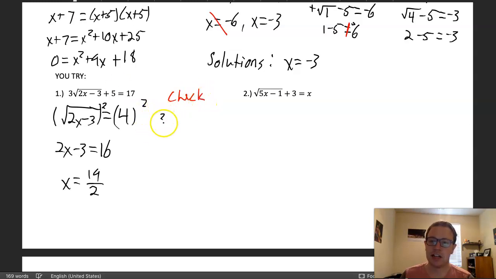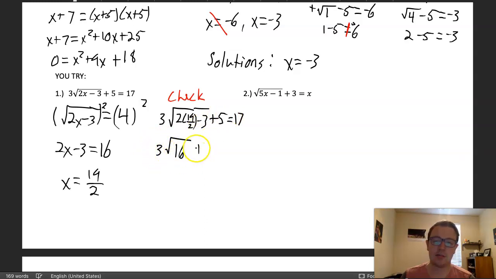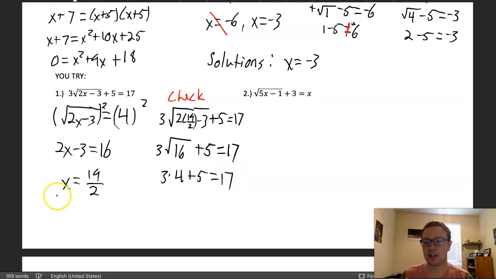So when we check this, we say 3 times the square root of 2 times 19 over 2 minus 3 plus 5 is equal to 17. Now we have a 2 times a 19 over 2, meaning that that just becomes 19. Or when we check this, we get 3 times the square root of 19 minus 3, which is 16, plus 5 equals 17. We can keep checking, but 3 times 4 plus 5 does equal 17. So our answer is correct.